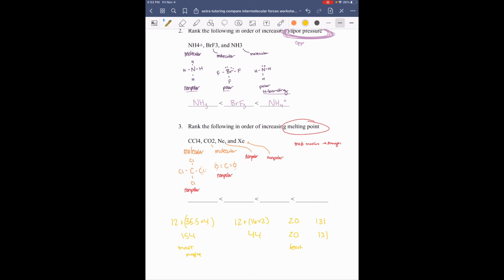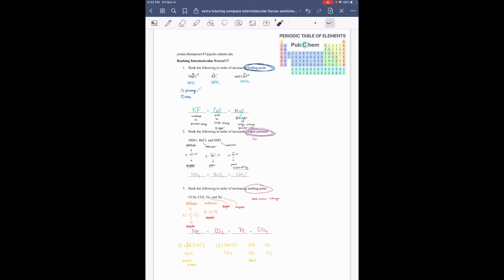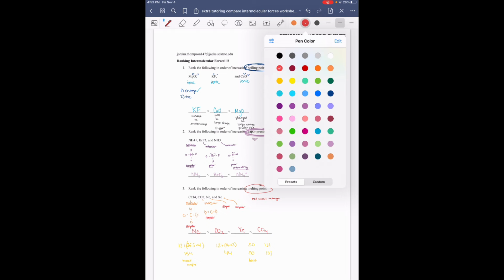Melting point is just normal order. So our final order would be CCl4, xenon, CO2, and then neon gas. Because it went in order of most massive to least massive, most massive being stronger. And melting points are normal order. All right, we've already done 3, so let's do our next one. Let's do green.